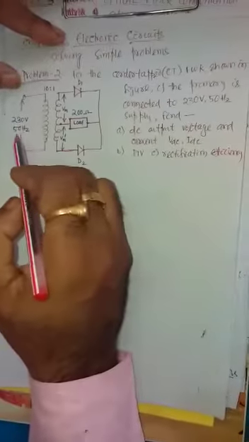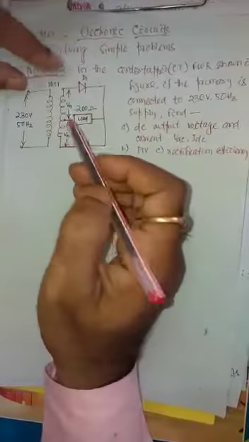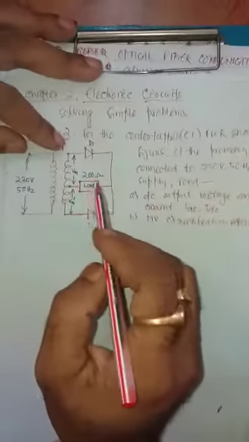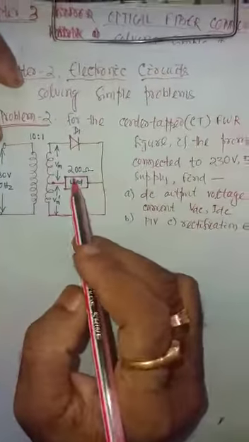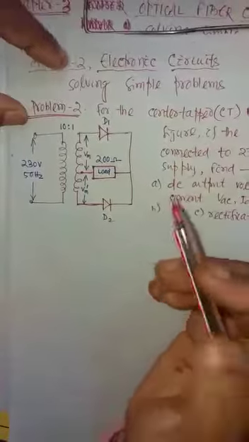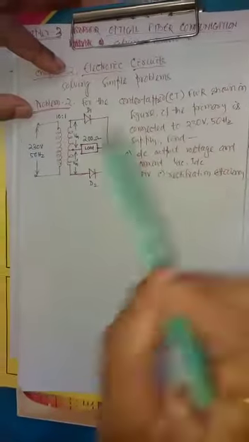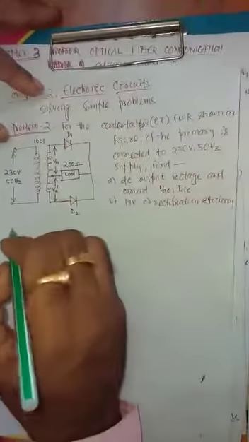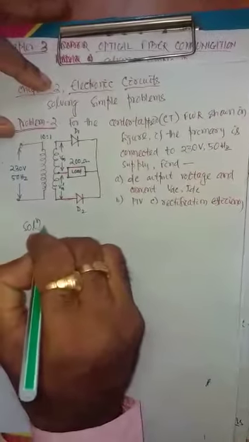The input is a 230 volt 50 Hz AC supply, and the output that is developed across the load, which is 200 ohm, is DC in nature. So we have to find out whatever values are asked in the question. Now I will go for the solution.